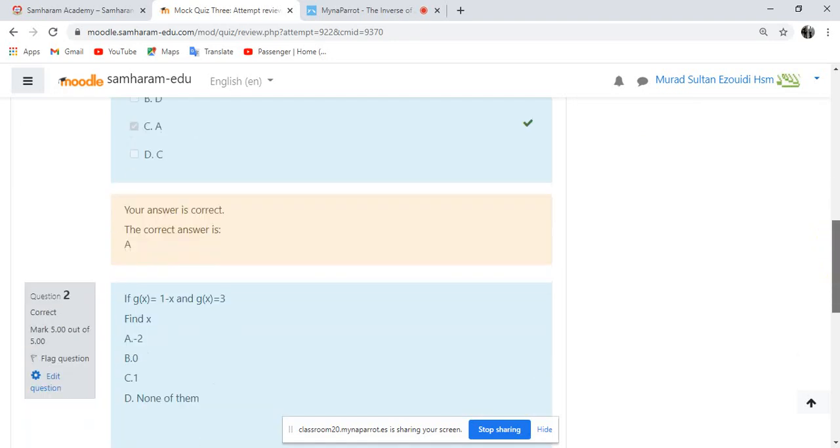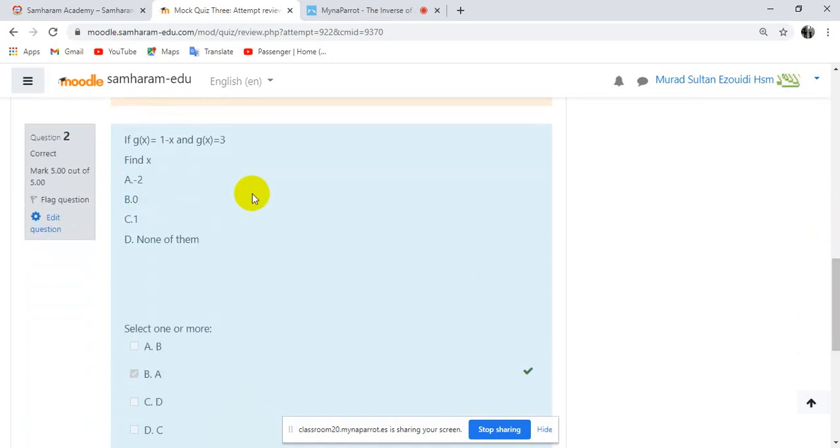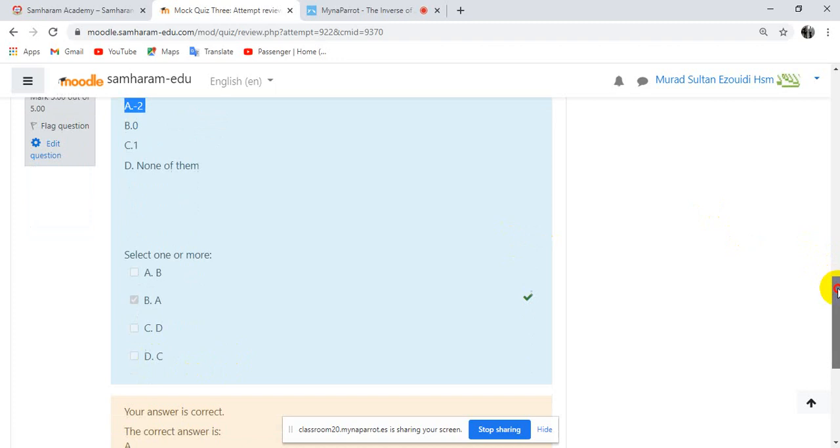Then we move to the second question. If g of x equals 1 minus x and g of x equals 3, find x. So you will equate this: 1 minus x should be equal to 3. So x is what? Good, very good. Where is negative 2? This one? Letter A. What is here, letter A? This is letter B. This is A. This is D. This is C. What is this one? B A. Good girl. Yes, B A. You should tick like that. Clear at least? Yes, I finished this one.